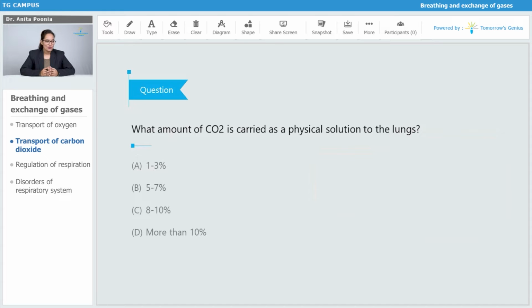And the question is, what amount of carbon dioxide is carried as a physical solution to the lungs? The options are 1 to 3%, 5 to 7%, 8 to 10%, or more than 10%? And the answer here is, the amount of carbon dioxide that's carried as a physical solution to the lungs is 5 to 7%, students.